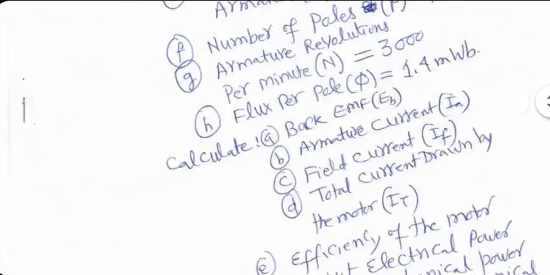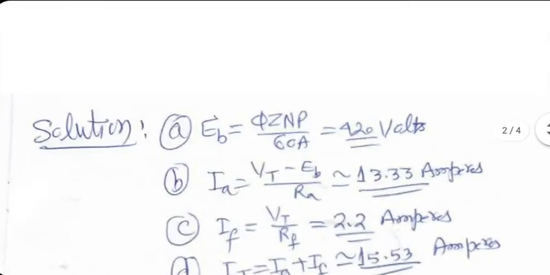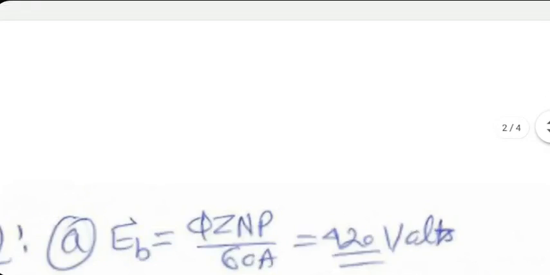So we put all the values in the formula, and we should get 420 volts. You can double check the calculation later. Part A, straightforward.